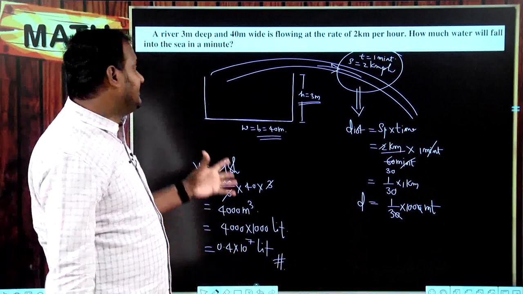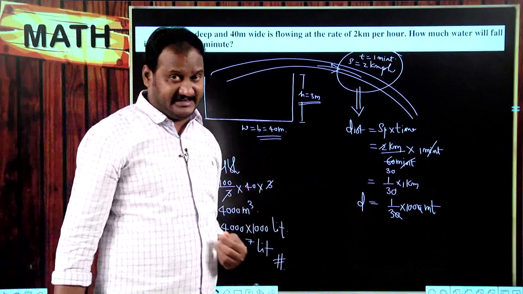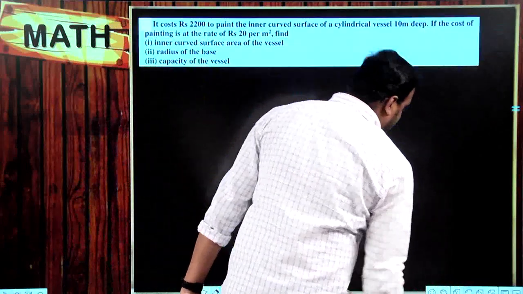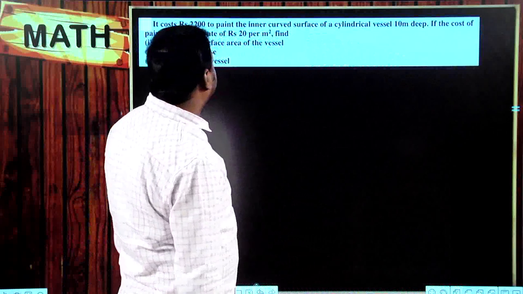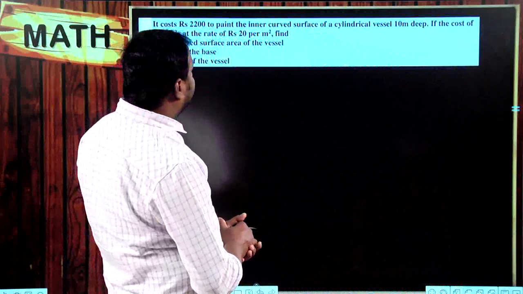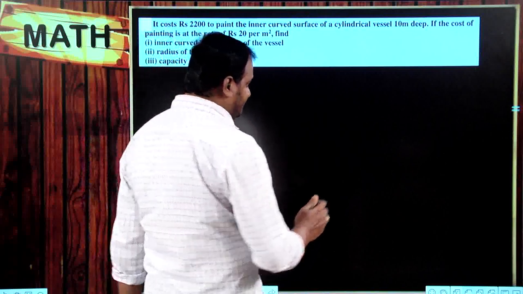Of course, this is one of the interesting problems. You can see these kinds of problems a lot in competitive examinations, and of course in grade 10 surface areas and volumes also. Moving on to the next problem: it costs 2200 rupees to paint the inner curved surface of a cylindrical vessel 10 meters deep, right.